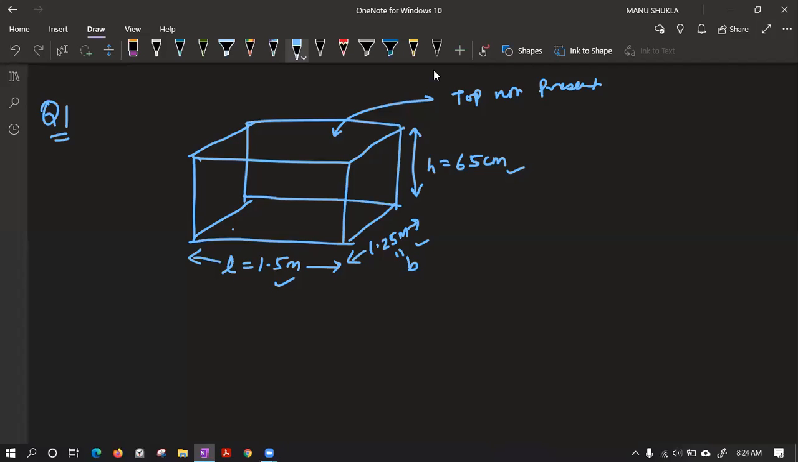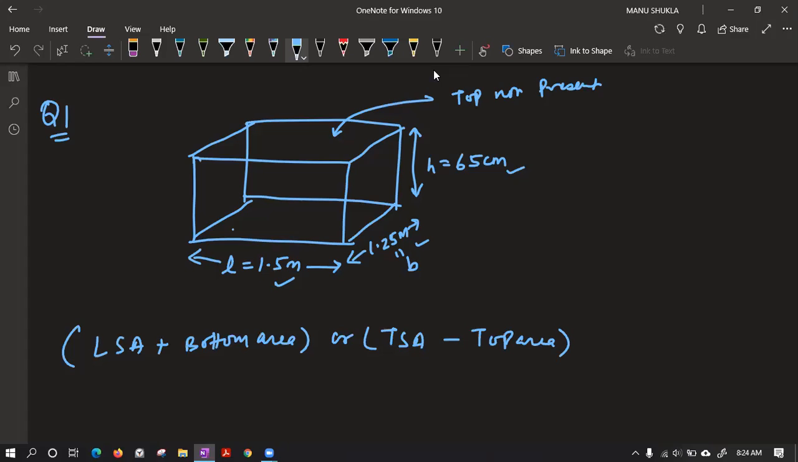So there are two ways to understand this. Either you will find LSA and you will add the bottom area, or you will find the TSA minus top area. So both are correct, whichever you like. It depends on you by which method you want to go.